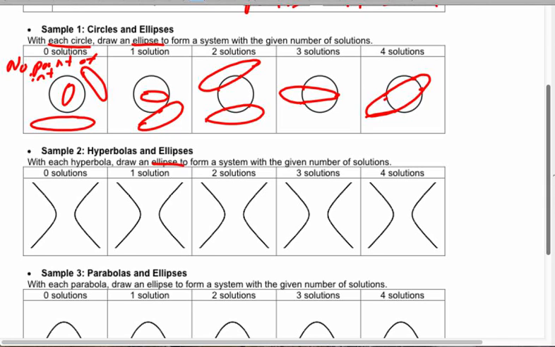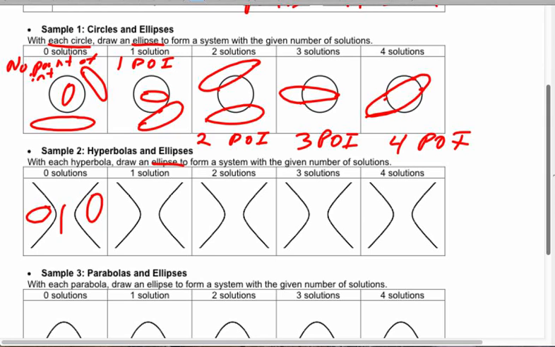So remember, one solution means 1 point of intersection. 2 solutions means 2 points of intersection. 3 means 3 points of intersection. And 4 means 4 points of intersection. So no solutions means they're not going to touch anywhere. So geez, there's a bunch of these I can draw. Put one over here. I can slap one somewhere in the middle.